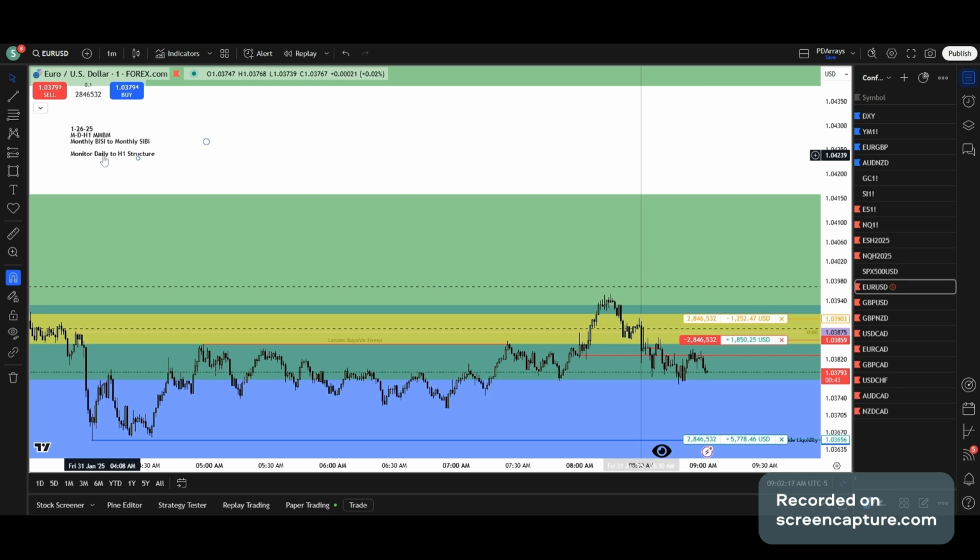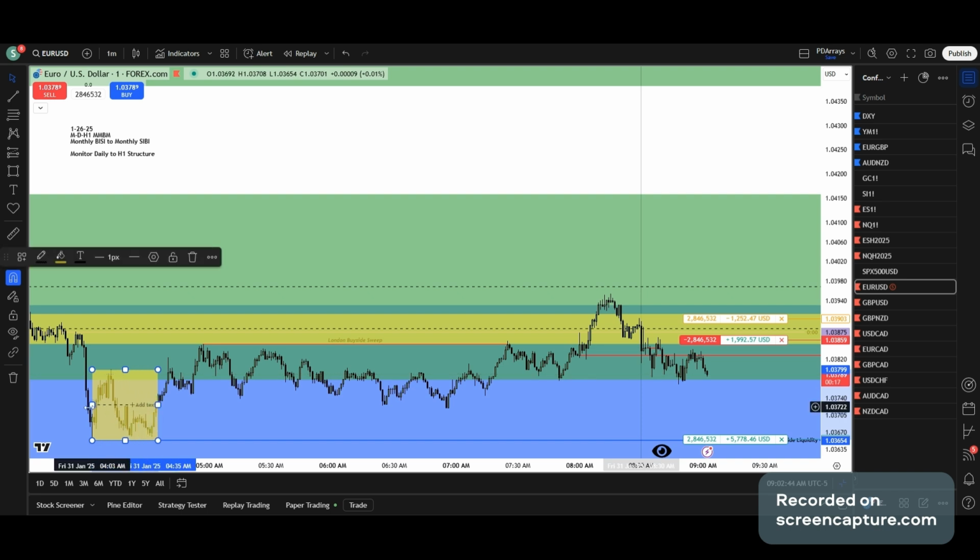It's been confirming it mostly. So that still stands to be true until I'm proven otherwise. But anyways, we have our original consolidation down here. Draw this out. Right there.